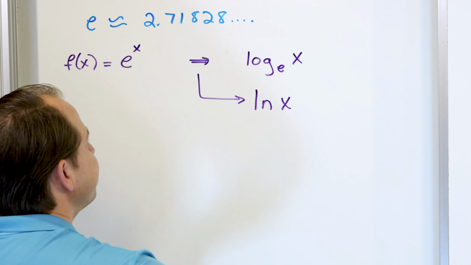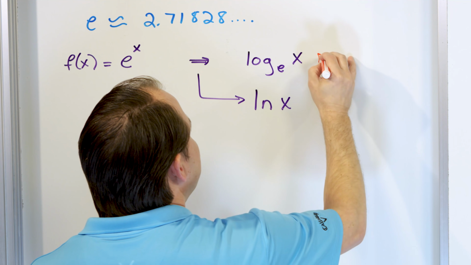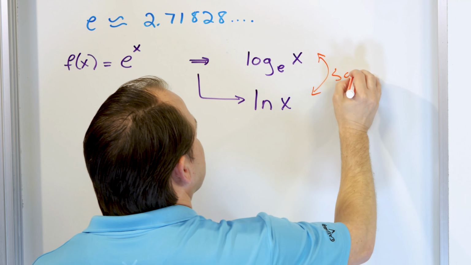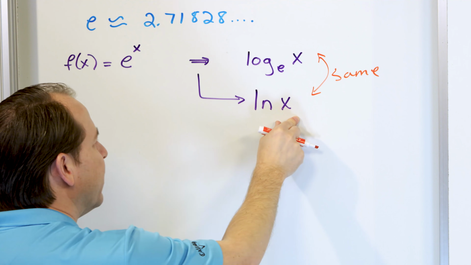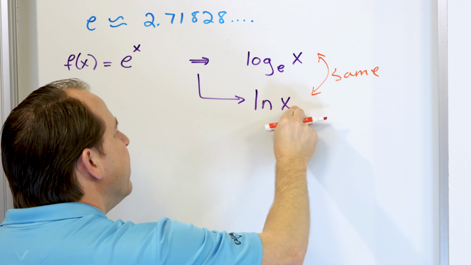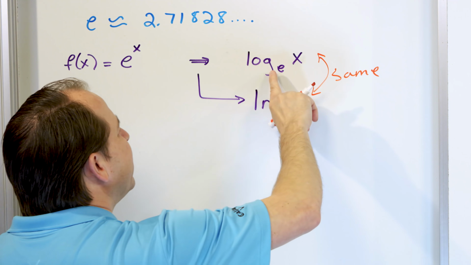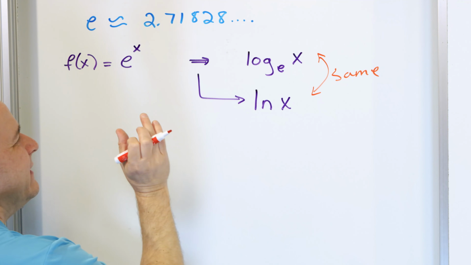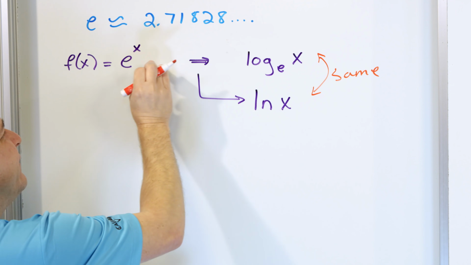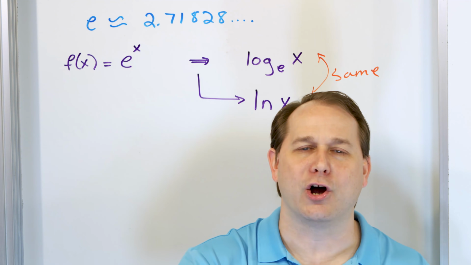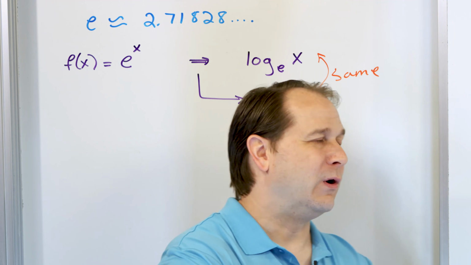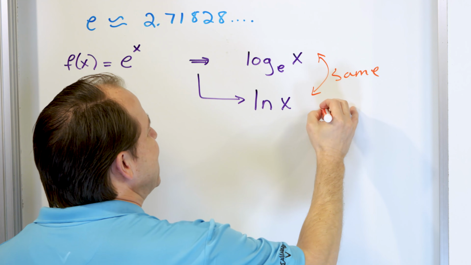If you were to see in an equation somewhere ln of x, ln of some number, it means natural log of that number. It just means logarithm with a base e of that number. So the number e as a base is so special that we have its own logarithm for it, and the name of that logarithm is called the natural logarithm.